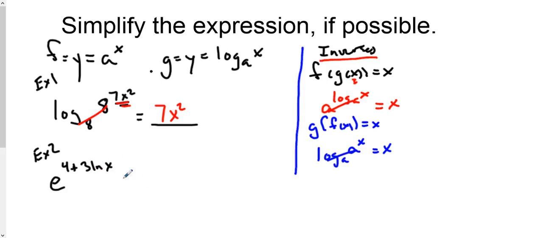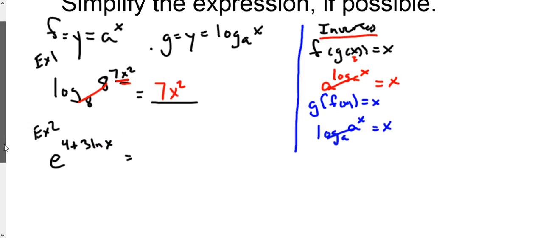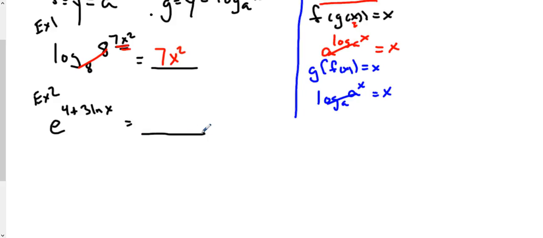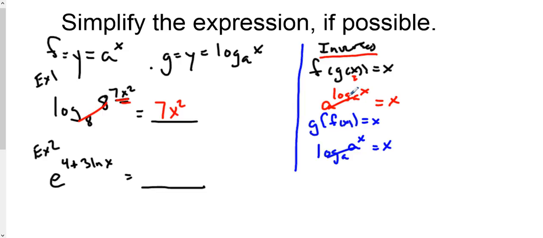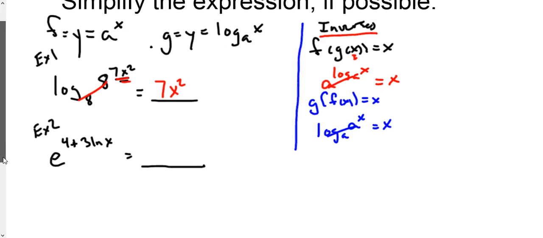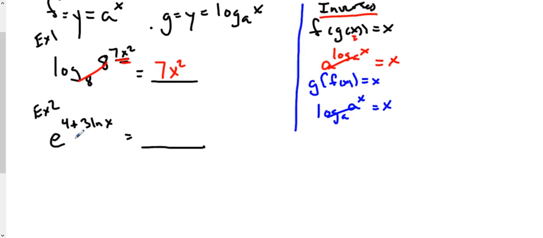Now, here we have to do a little bit more work in order to find the answer. If I have e to the fourth plus 3 natural log of x, and I want to simplify this, I can't just cancel out. I see a natural log, and I can't just cancel that out. What I have to do is make it so I have just the property where e, the base, is to the natural log power. In order to do this, I have to use the properties of exponents and simplify this.